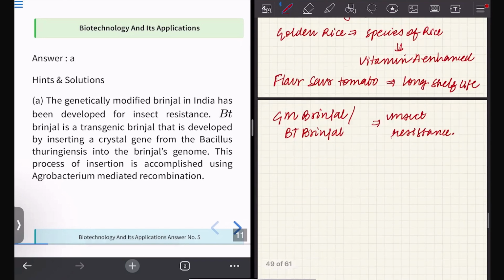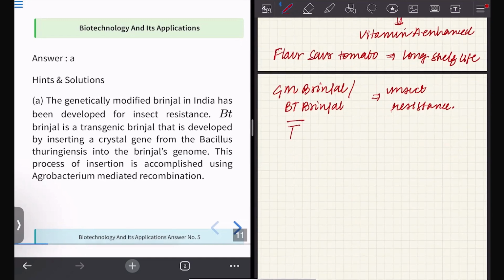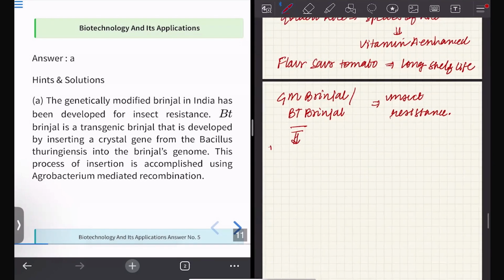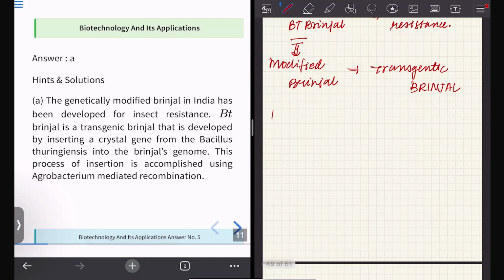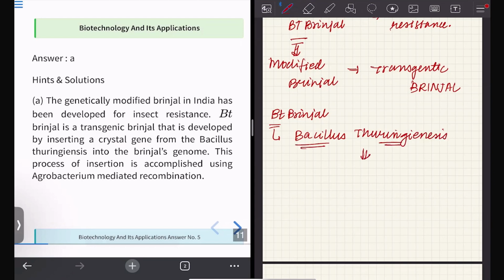And this modified brinjal, which is modified with a genetic process, what is the other name for it? We have transgenic brinjal. And what is the gene that we are introducing in this particular species? We know this is BT brinjal. What is the full form of BT here? It is Bacillus thuringiensis. Bacillus thuringiensis has a specific gene. What is the name of this gene? It is the crystal gene, also known as the cry gene.